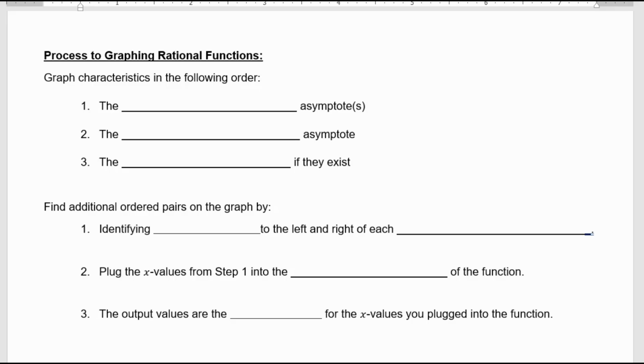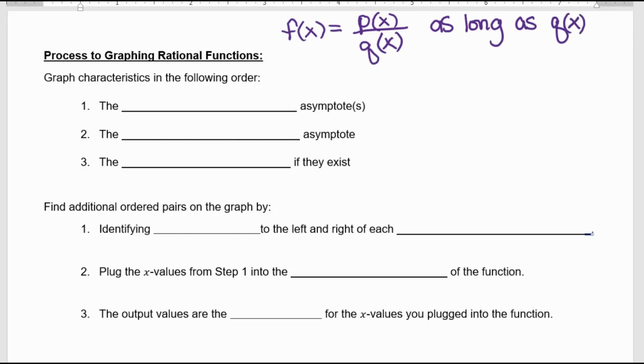Hi guys, let's get into how we are going to graph these crazy rational functions. Remember, rational functions are functions in the form of a polynomial over another polynomial, so p of x over q of x, as long as our q of x doesn't equal 0. So we have a hyped up fraction that has variables showing up in top and bottom if it wants to, just can't have 0 in the denominator. So all of those different characteristics that we talked about, we're going to use those to graph them.